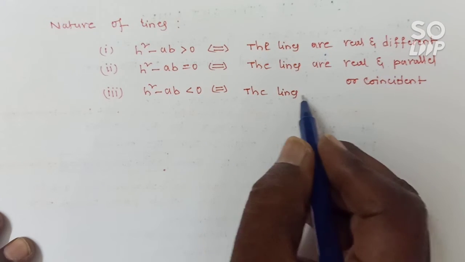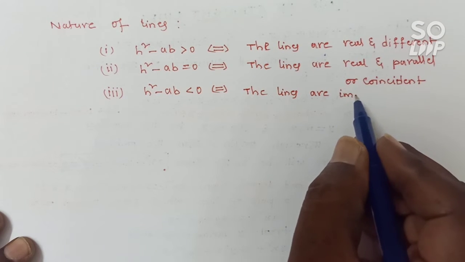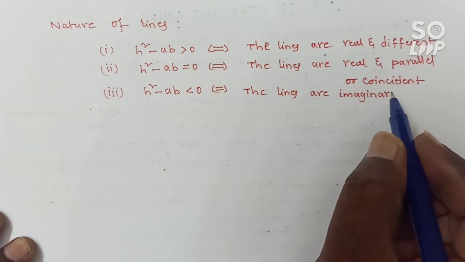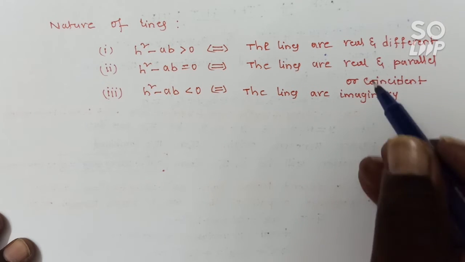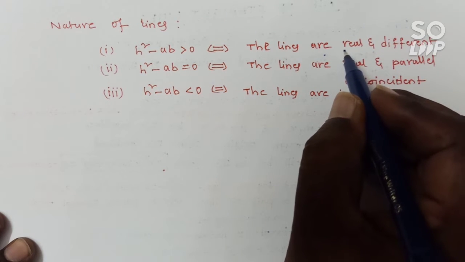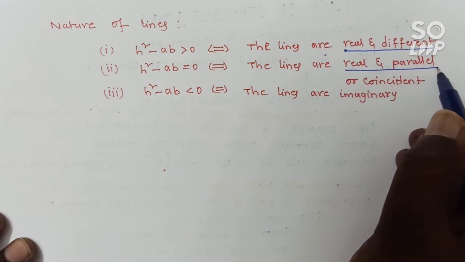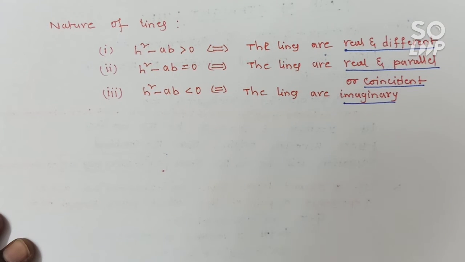The lines are imaginary lines. So these are the nature of the lines. So these things are the very most important things. Here this one is real and different, real and parallel or coincident. These lines are imaginary. So these points are very most important.